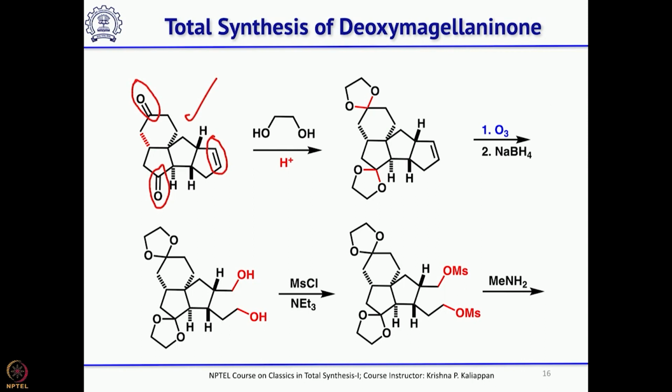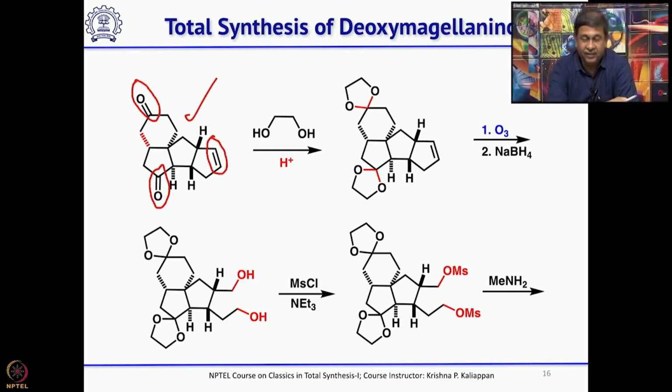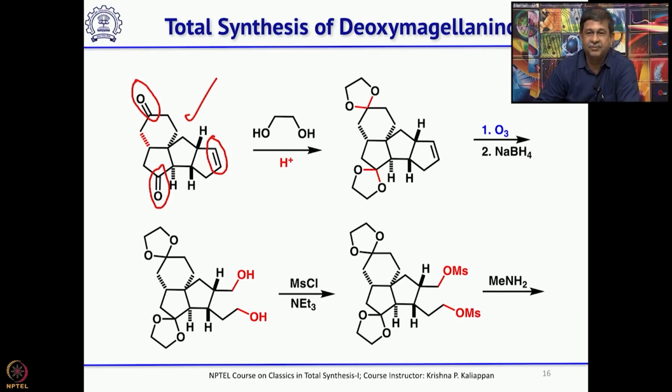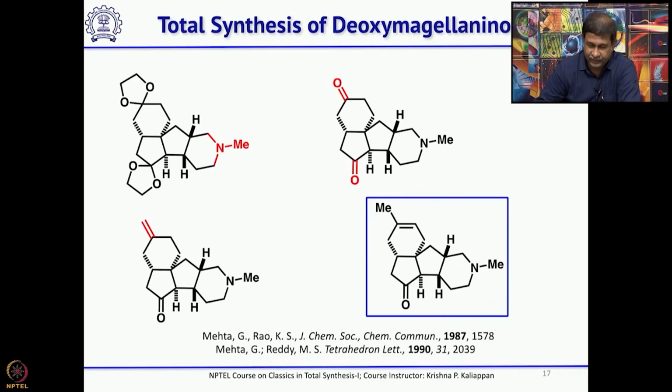Then you do ozonolysis of the double bond to get aldehyde. In situ you reduce that aldehyde, you get the diol. The diol was treated with mesyl chloride to get the dimesylate. So, basically what you are doing is converting the hydroxyl group into a better leaving group. This upon treatment with methylamine, if you reflux with methylamine, it will undergo 2 SN2 displacements to get this compound.